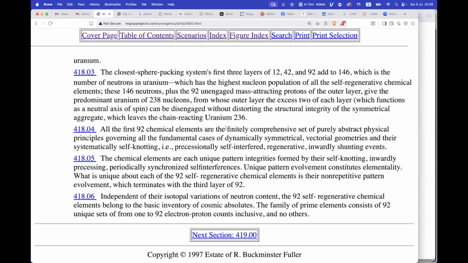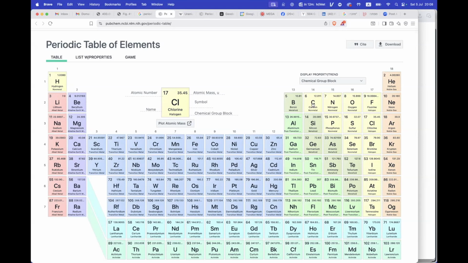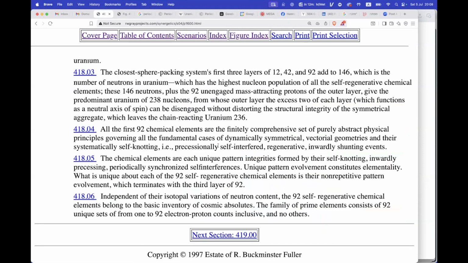They are finitely comprehensive. They're purely abstract physical principles governing all these cases. And why do we sense them? Why can we measure something and say, oh, here is carbon? Why is it that we can measure something and say, here's nickel and cobalt? Because they are pattern integrities, because they self-interfere, regenerative, they're constantly regenerating themselves, they're coherent, inwardly shunting events. They are a system.